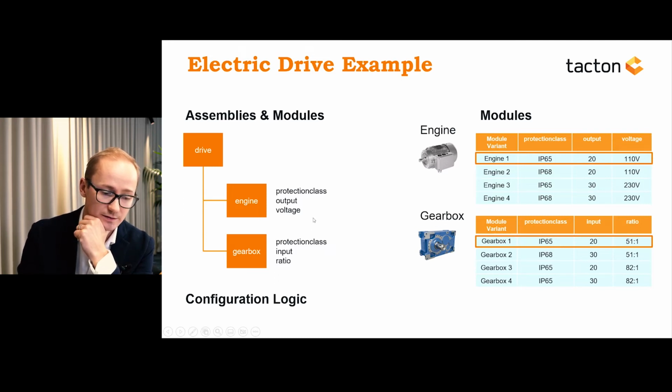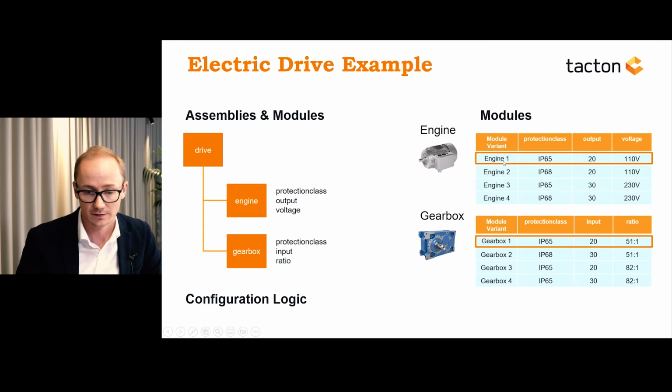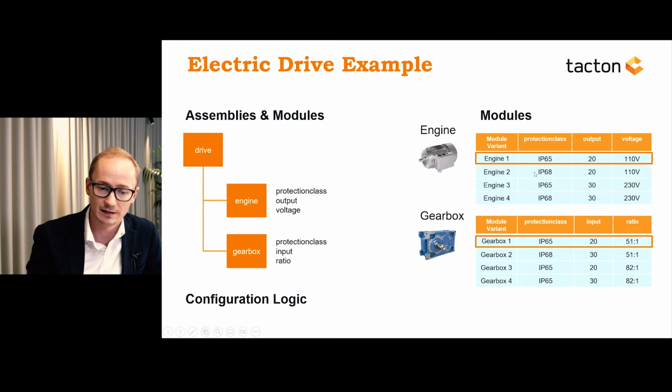We assign that the engine should find its module variants from a table, an engine module, and within that you should look for module variants. The module variants are a way of defining what's currently in the portfolio. So engine number 1, for the attribute of protection class, has IP65. The output is 20, and the voltage is 110 volt. So here is the data of the specific different engines, or module variants, specific lines that we have.